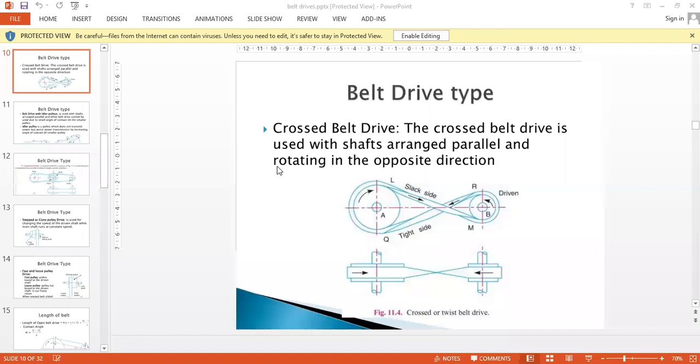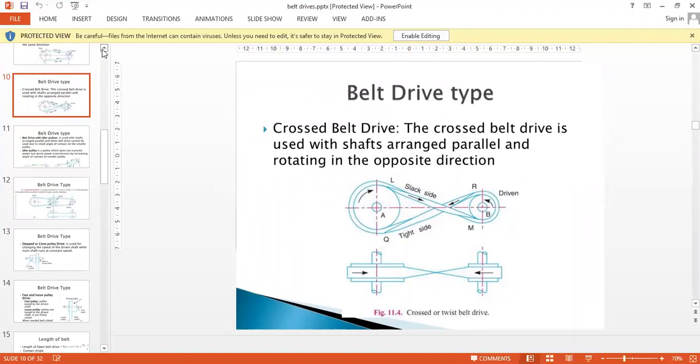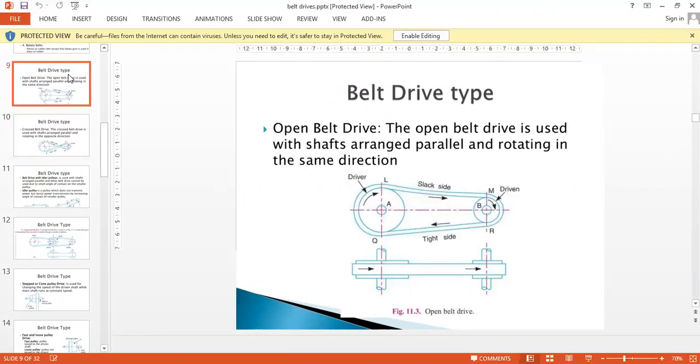Okay, so in the previous class we were seeing about the belt drives. Okay, and yes, so let's continue with that today. So what we had seen is that there are two types of belt drives. One is an open belt drive, the other one is a cross belt drive.